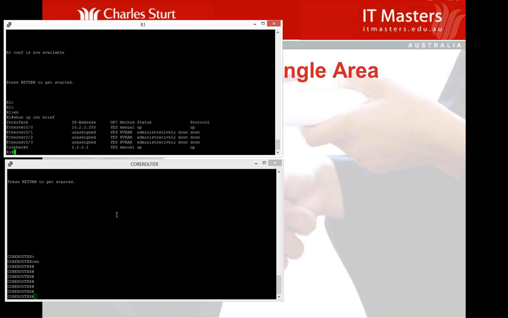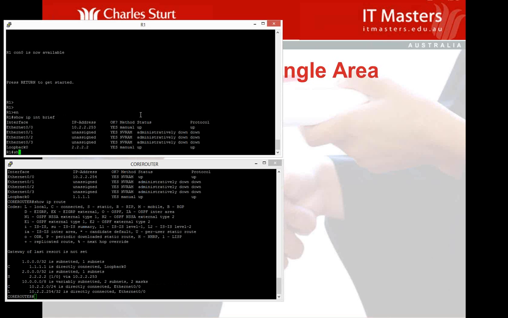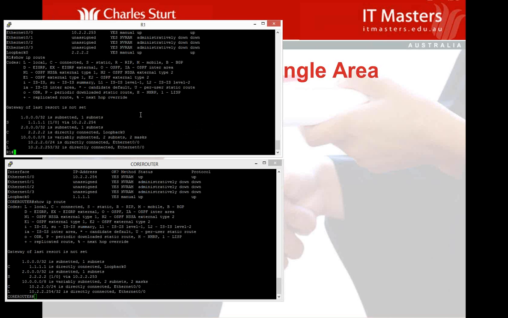We have a look at our, just to re-familiarize ourselves with our lab, our route table. So what we've effectively got is 2 routers with a link between them on the same subnet, and then a loopback on either router, which is acting as a remote network.